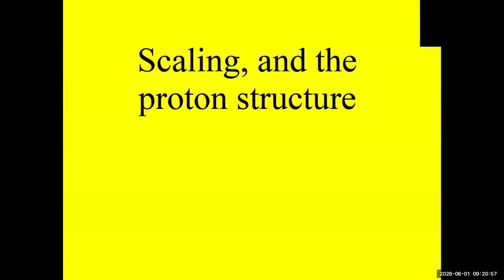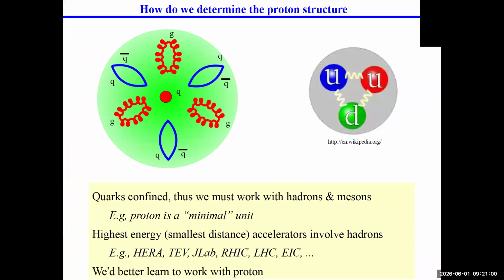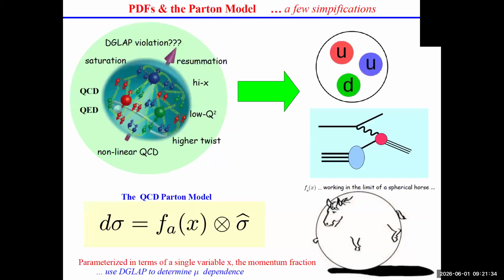So let me start with how do we deal with this proton object? We're stuck. We have to work with protons and mesons and nuclei, because quarks are confined, and that's the minimal unit we can work with. And the trick is that to get the highest energies, it's with accelerators involving hadrons. You can do lepton, but typically it's harder to get that up to the very highest energies. For example, the Large Hadron Collider goes up to 14 TeV, but that's proton-proton. And so we better learn how to work with these protons and nuclear objects.